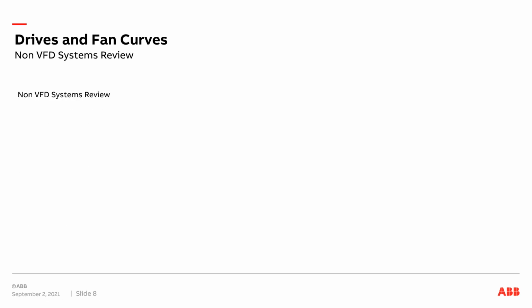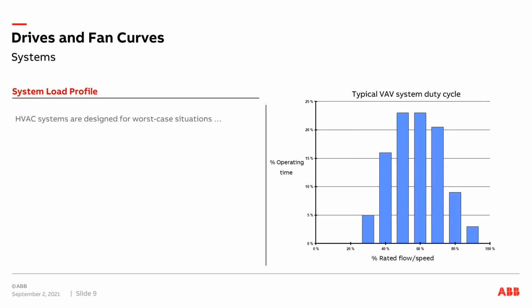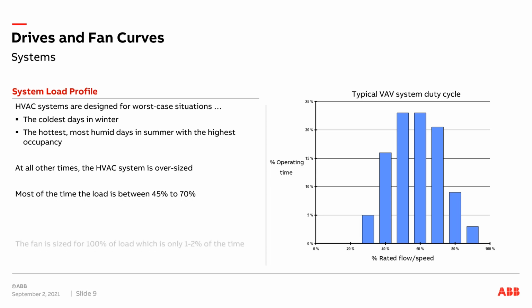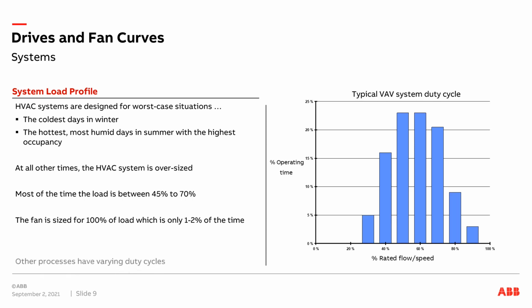Let's review some non-VFD systems. We'll look at a system load profile, on-off control of a system, and an outlet damper control. System load profile. In our example, we're going to look at an HVAC system. HVAC systems are designed for the worst case situations, the coldest days in winter and the hottest, most humid days in summer with the highest occupancy. All other times, the HVAC system is oversized. Most of the time, the load is between 45 and 70%. The fan is sized for 100% of the load, which is only 1 or 2% of the time.